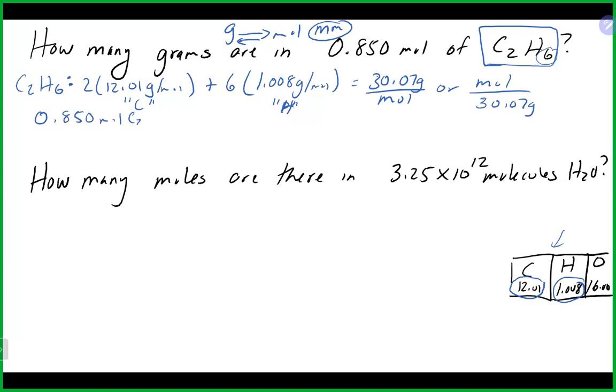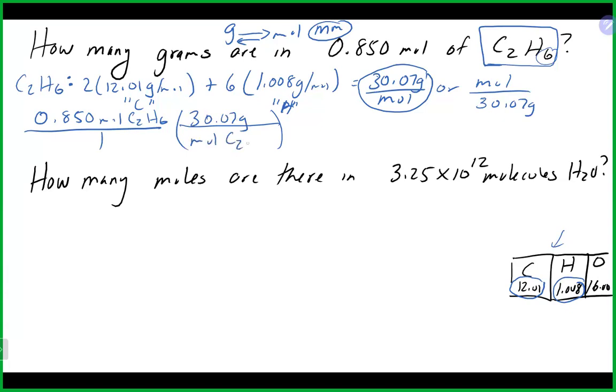0.850 moles of C2H6. Once again, you can put a 1 underneath it just to visually see that the moles are up on top. Remember, opposites still cancel here. So we need the one where the moles are on the bottom, which is that one right there. And we will set it up here with our 30.07 grams per mole C2H6. Again, because this is dimensional analysis, I always know I'm multiplying the top and dividing the bottom. The moles are going to cancel.